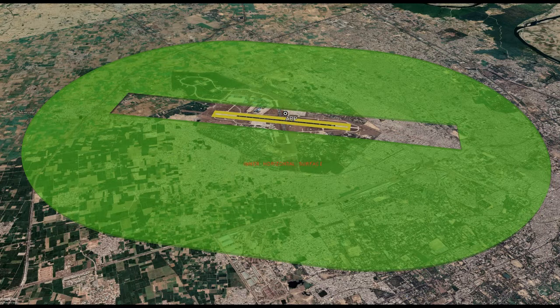Here, the IHS is plotted on a map where it can be seen that the radius is marked at 4,000 meters from the runway threshold.